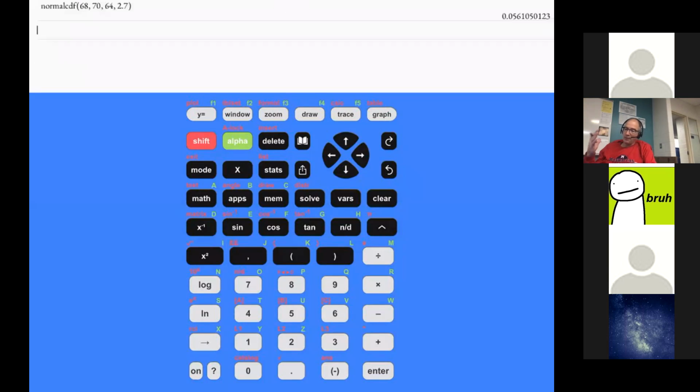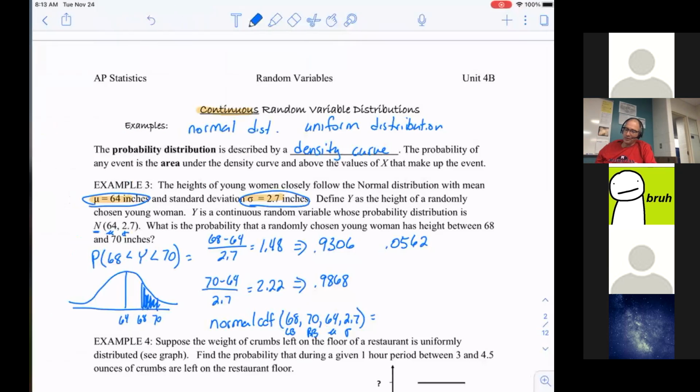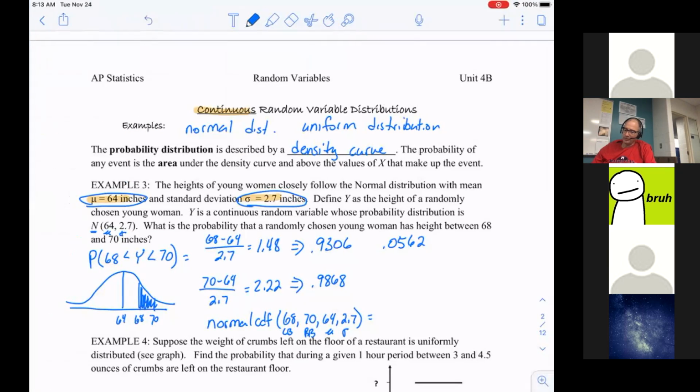All right. So again, that was our shortcut, 0.0561. So again, it's your choice on how you get there, whether you're using a calculator or doing it by hand. But that's our options. Okay, 0.0562.